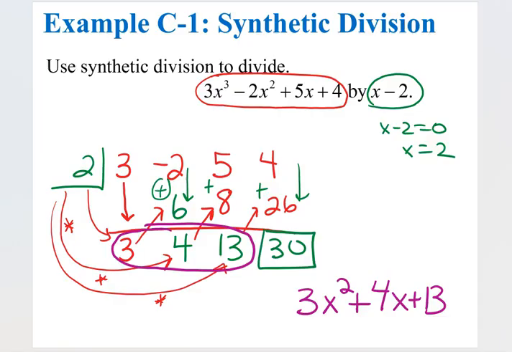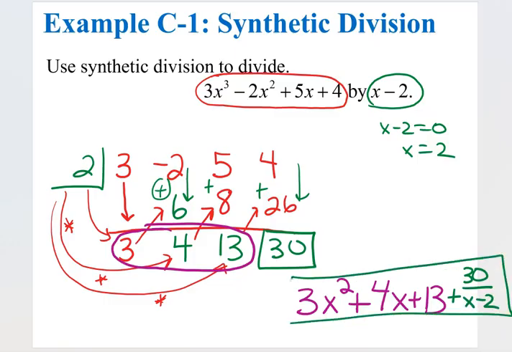This number that's left here is always going to be your remainder. So my remainder is going to be plus 30. And then remember, write that remainder over the original divisor. So that's your answer. So that is a different way of doing long division. We call it synthetic division. It's much faster, and the more you practice it, the faster this will go.